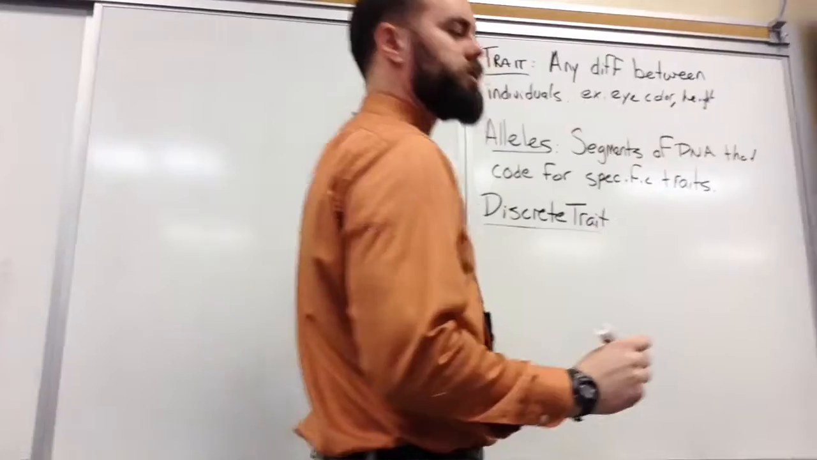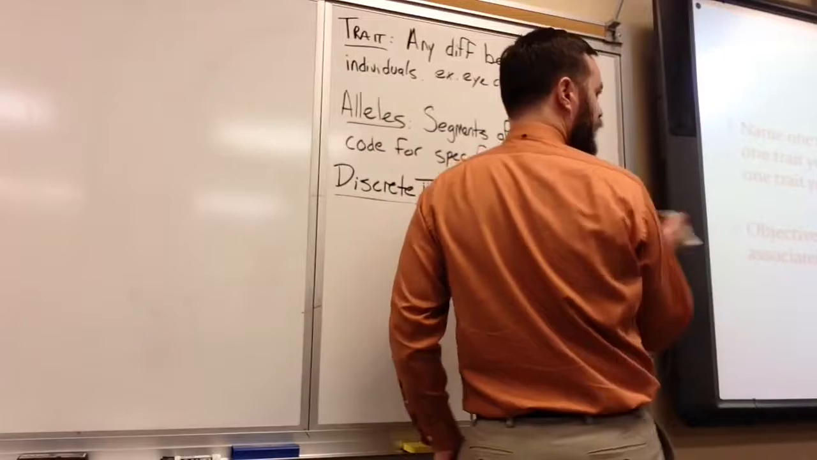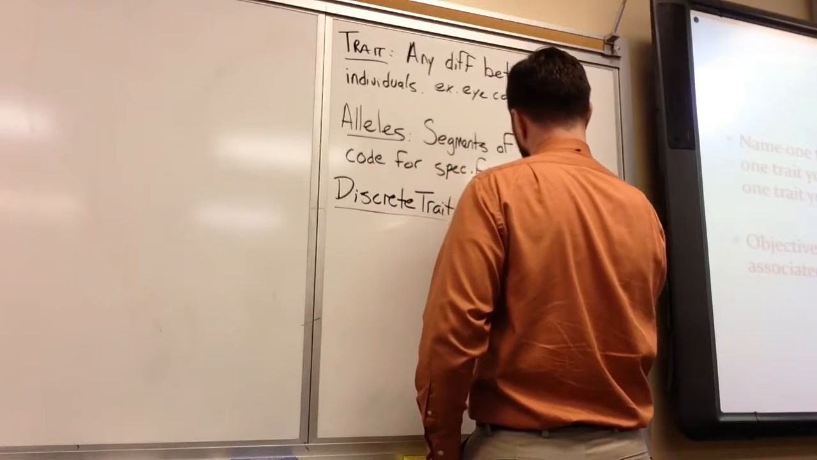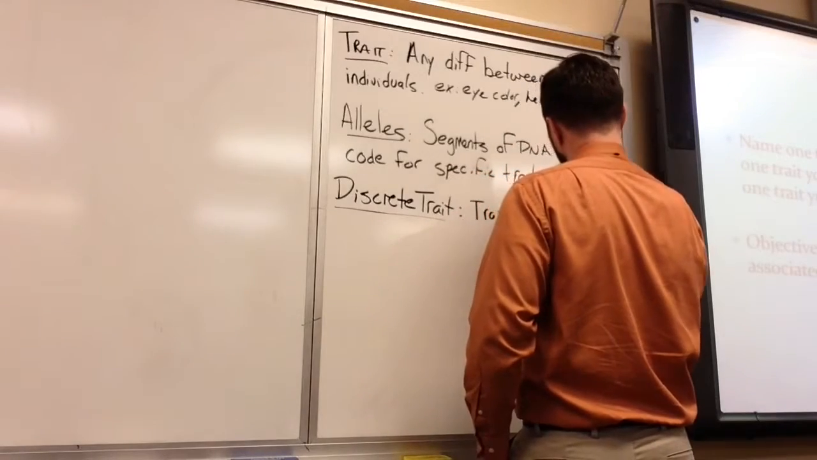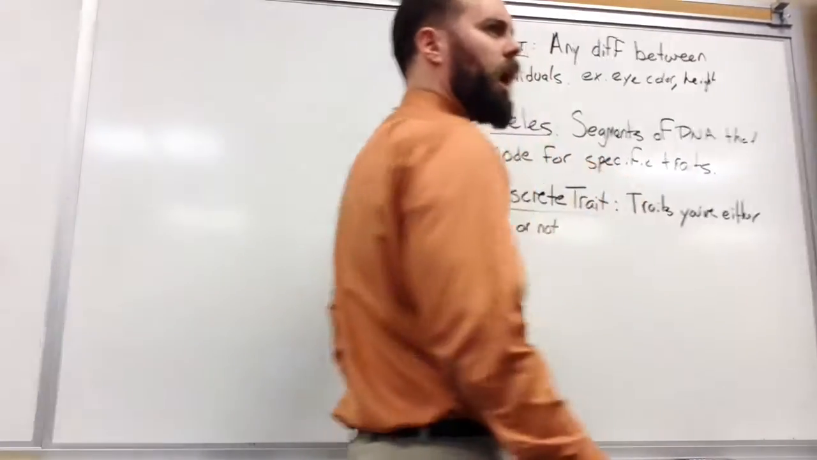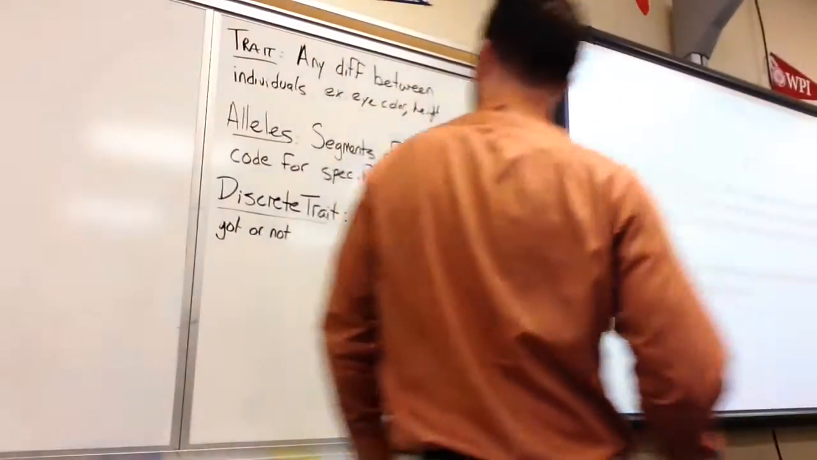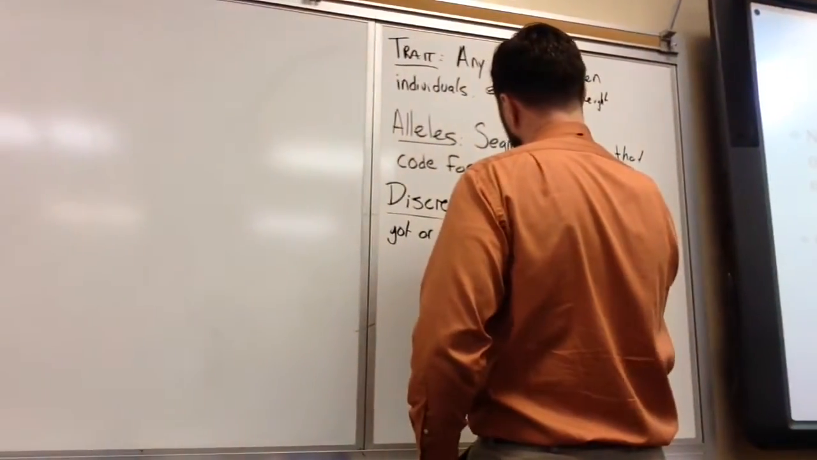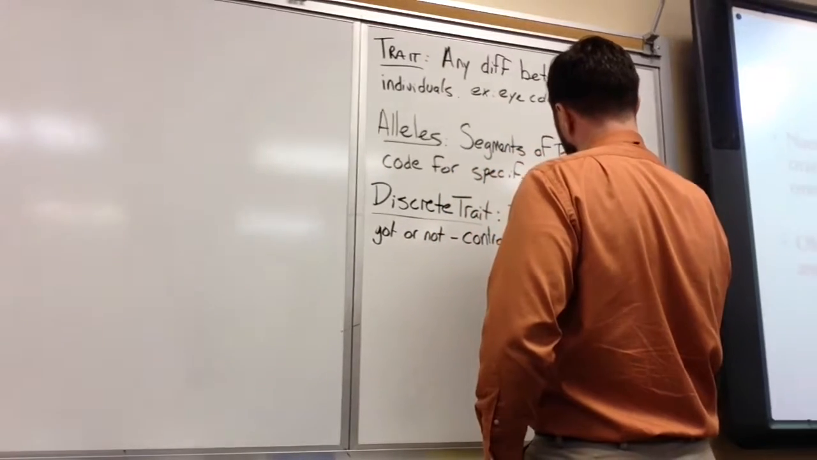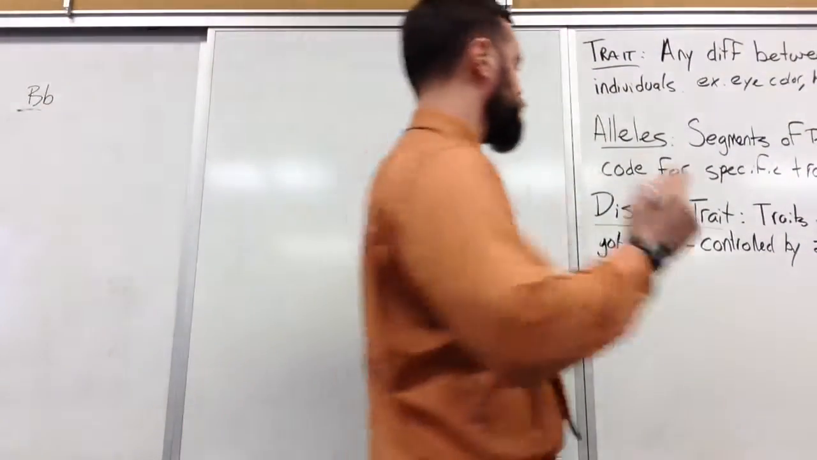And these are the easiest ones to identify. They are traits that either you have or you don't have. That you've either got or not. And I'll explain that a little bit better in a second. But they're traits that you've either got or not, and they are controlled by two alleles. Talk about are called polygenic traits.